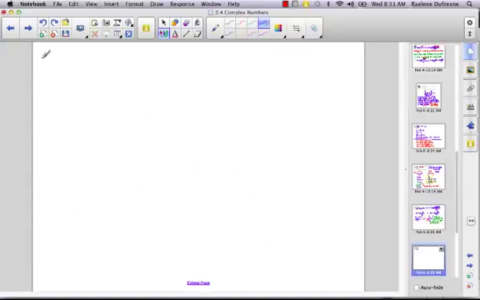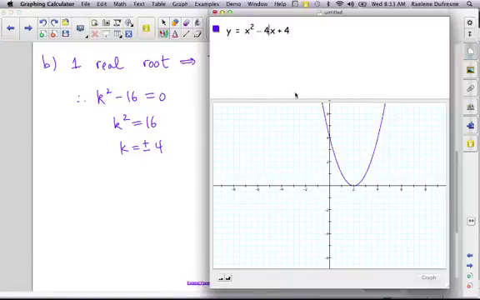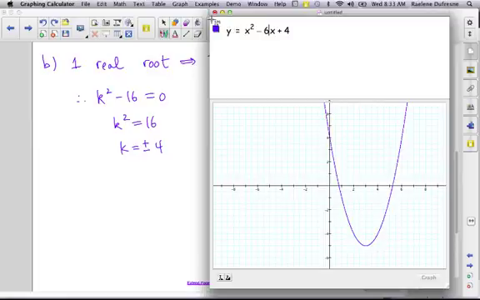Part B says if we only want one real root, it means that the discriminant is equal to 0. And so the discriminant we found was k squared minus 16 equal to 0. We don't need to think graphically to solve this, but we saw from the graph already that k would be plus or minus 4. So again, looking at our graphing program, I'm just going to put a value of -6 in here and show that we in fact got 2 real roots. I'll add this to the lecture notes.